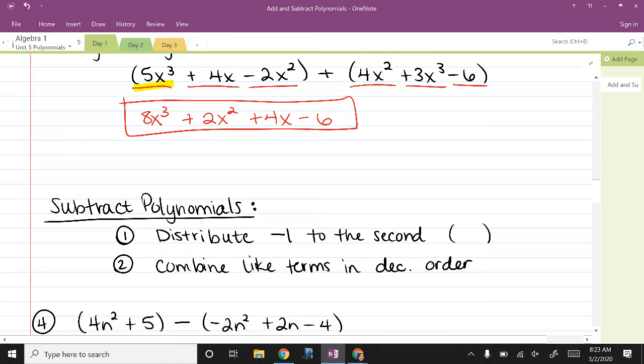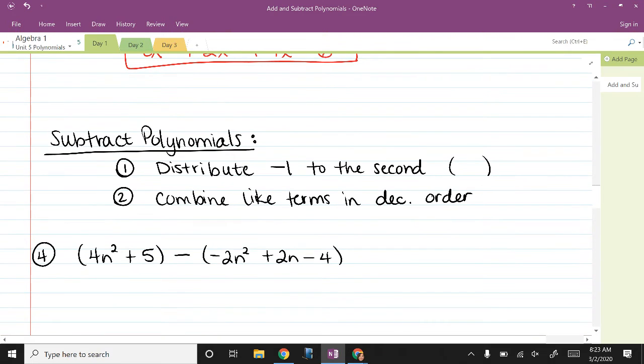Subtracting. All right, subtracting actually has 2 steps. Okay, adding basically had 1 step, and that was just combine like terms in decreasing order. Okay, subtracting has 1 extra step before you do that. So I don't require you to show work on adding, but I am going to require you to show one more step of work on subtracting. That's it.